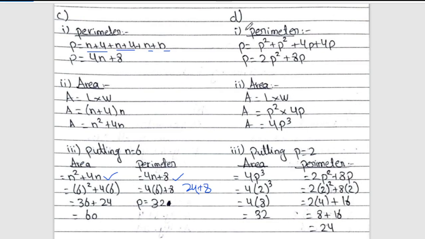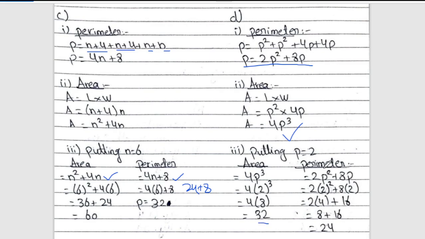Okay, part D. For the perimeter, p square plus 4p plus p square plus 4p. p square plus p square will be 2p square, and 4p plus 4p will be 8p. So the expression will be 2p square plus 8p. Area will be length into width. Length is p square and width is 4p, and our area is 4p cube. So by putting the value of p as 2 in area, the cube of 2 is 8, and 8 multiplied by 4 is 32.